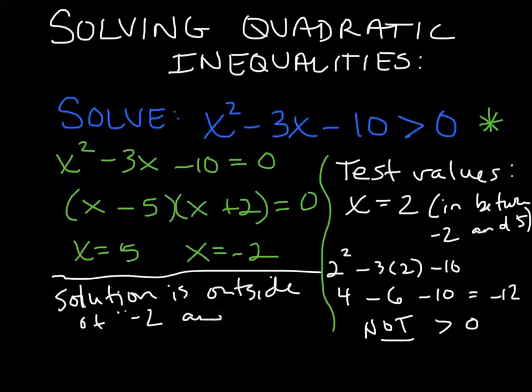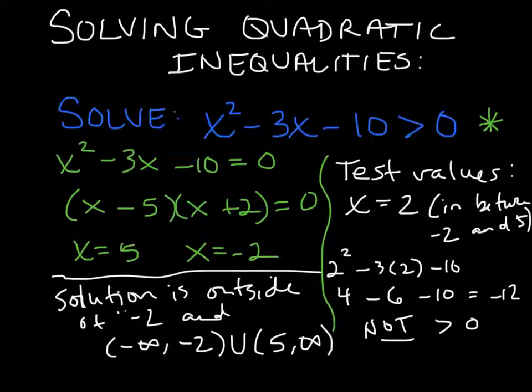negative 2 and 5. So outside of negative 2 and 5 would be all my values from negative infinity all the way to negative 2. And I'm going to leave out all the numbers in between negative 2 and 5, and my solution will also be all of the values from 5 to infinity. So all of those values will make the output of this be greater than 0.